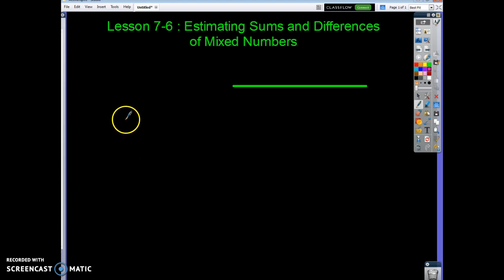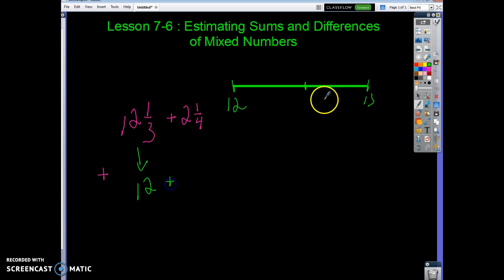How about 12 1/3 plus 2 1/4? We can do it this way. So I need to take a look at 12 1/3 and decide if 12 1/3 is closer to 12 or closer to 13. And I know 1/3 is less than 1/2, so 12 1/3 is going to stay at 12. When I look at 2 1/4, is it closer to 2 or closer to 3? And I know 1/4 is less than 1/2. So 2 1/4 becomes 2, which would mean 12 1/3 plus 2 1/4 is about equal to 14.